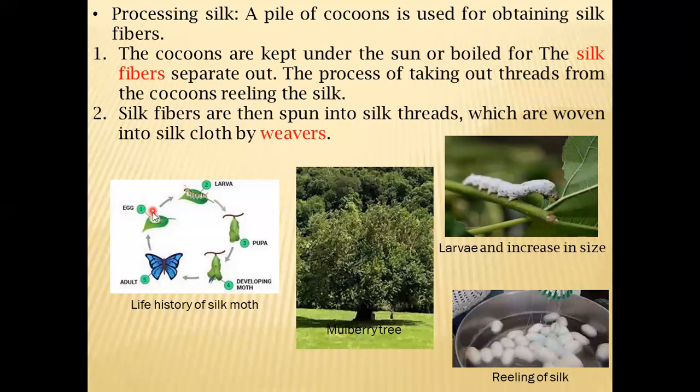First, adults lay eggs, then the eggs hatch into larva. The larva then becomes the pupa, and then the moth develops inside the pupa, and then it again becomes an adult and lays eggs. This cycle keeps going on and on. So observe these pictures, children. This is a mulberry tree. A mulberry tree usually looks like this, and this is a larva which has increased in size, children. The plural of larva is larvae.